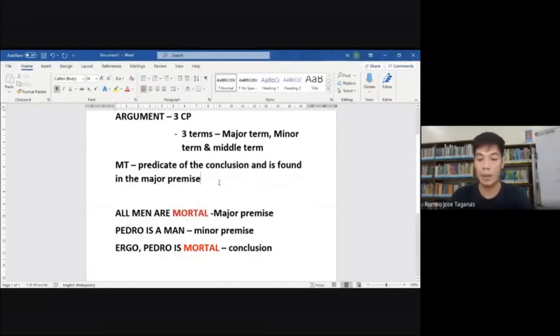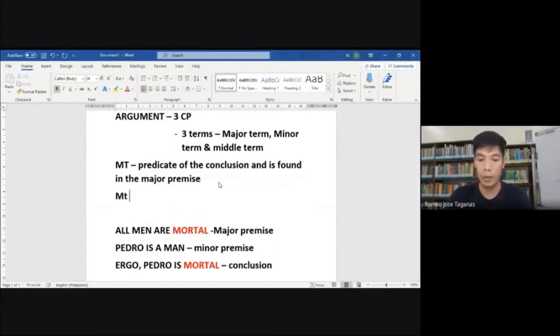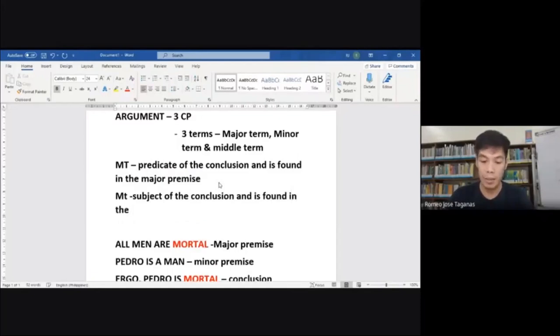Now, what about the minor term? The minor term is the subject of the conclusion and is found in the minor premise. Okay. So, ang minor term naman, mahanap sa subject ng conclusion at mahanap din sa minor premise.